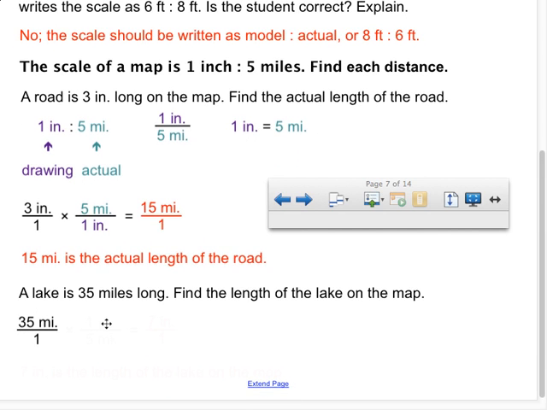So Jonathan's correct. Here's the setup. 35 miles, and then we use the ratio in this form, inches per 5 miles. So if you look, when you multiply across, my miles cancel. And 35 divided by 5 ends up being 7 inches over 1. 7 inches is the length of the lake on the map. Any questions?